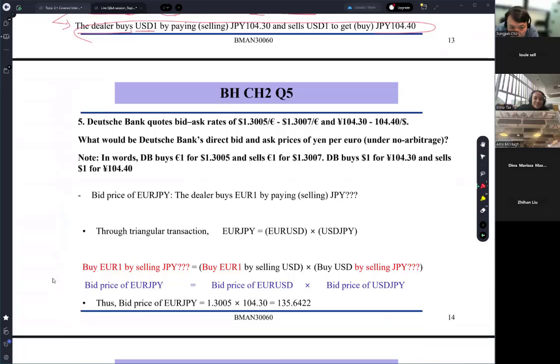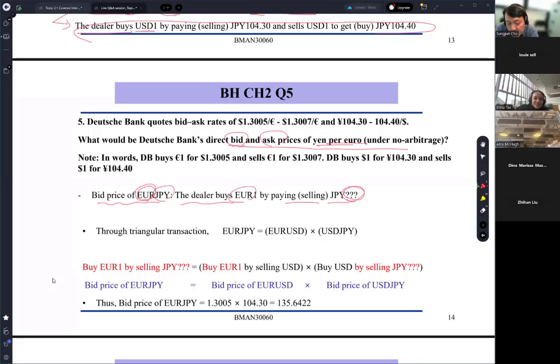So let's decompose what you are doing. What the dealer is doing. When we think about the bid price of EUR/JPY, what the dealer is doing is the dealer buys 1 euro, the currency in the denominator, by selling a certain amount of yen. So we are supposed to compute this number. That's the bid price of EUR/JPY. That's the first answer, right? We are supposed to compute the bid price of EUR/JPY and the ask price of EUR/JPY. Here, we are trying to compute the bid price of EUR/JPY.